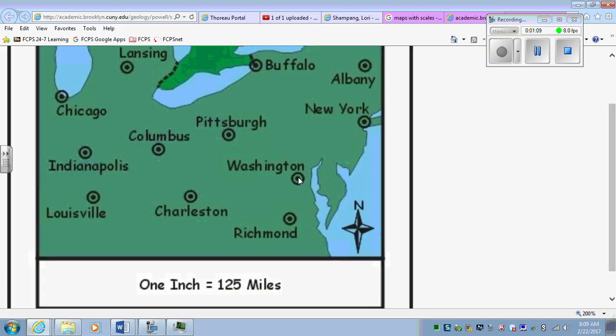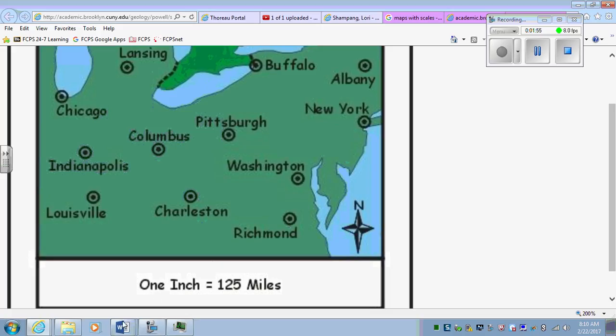So let's look at the distance between Washington, D.C. and Richmond, Virginia. This distance appears to be about 1 inch. If we were being very precise, we would get a ruler out and measure the exact distance. But it's probably about 1 inch. So if it's about 1 inch apart on the map, that means in real miles, it's about 125 miles from Washington, D.C. to Richmond. And that is about true. It's a little over 100 miles to drive from Washington, D.C. to Richmond.